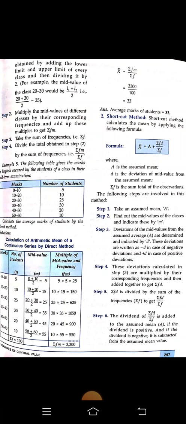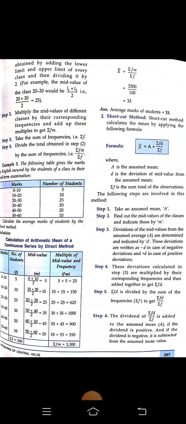So, multiply the mid value and frequency. Mid value is M, that is 5, and frequency is 5. So, 5 5s are 25. Okay. Next, we are having 10 to 20. So, 10 plus 20 by 2, that is, after the calculation is solved, we will get 15. So 15 into 10, we are getting 150. Like this, the entire calculation is done.